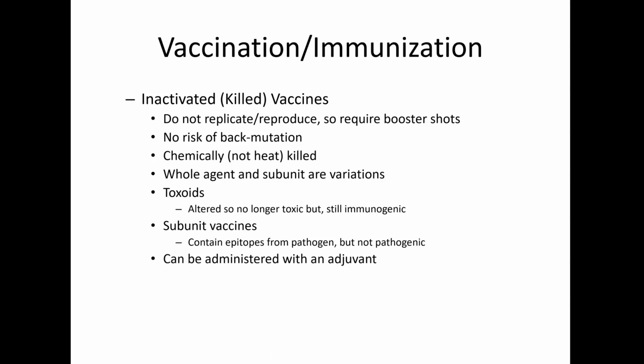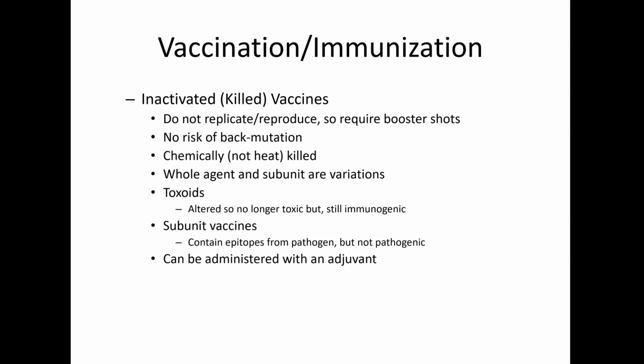The problem with these is that they don't mount a really good immune response. Because they're not trying to replicate inside our body, our immune system doesn't get turned on all the way, and therefore we need booster shots. These aren't as strong, so every so often we have to get a booster shot. A perfect example of this is diphtheria or tetanus.